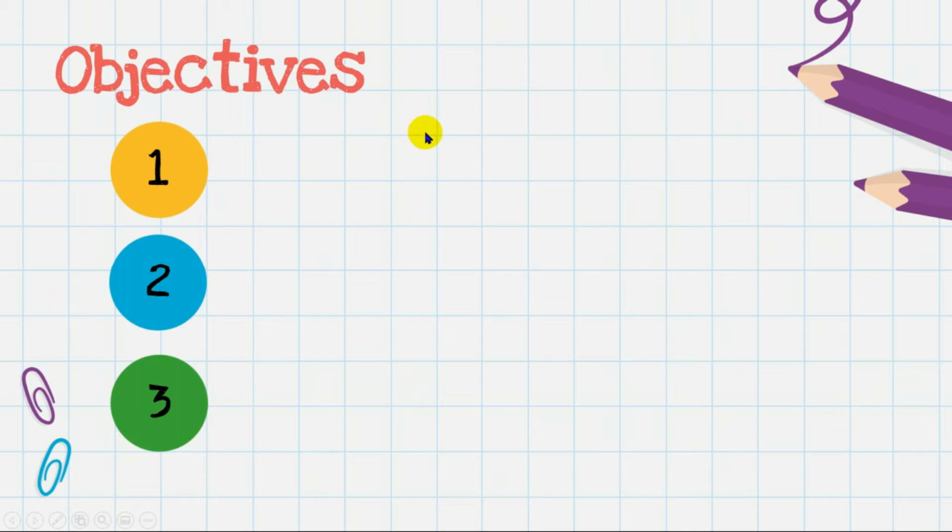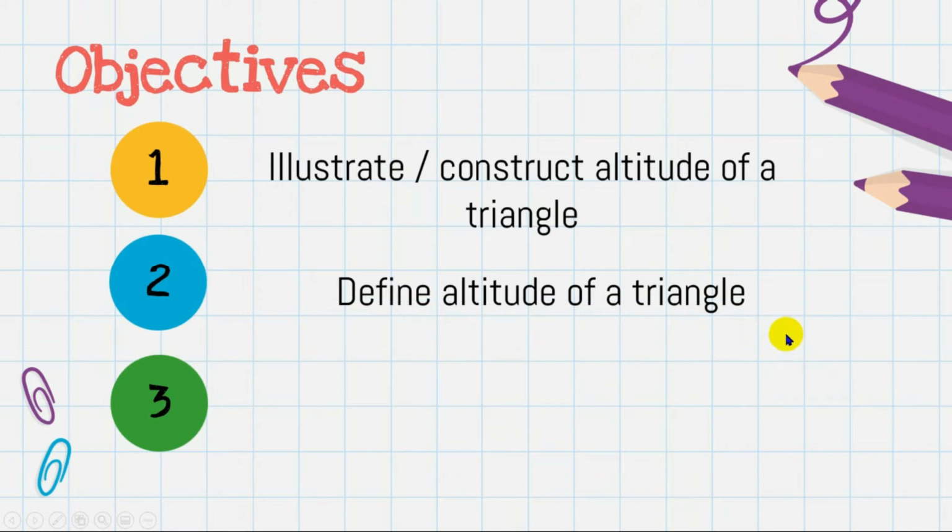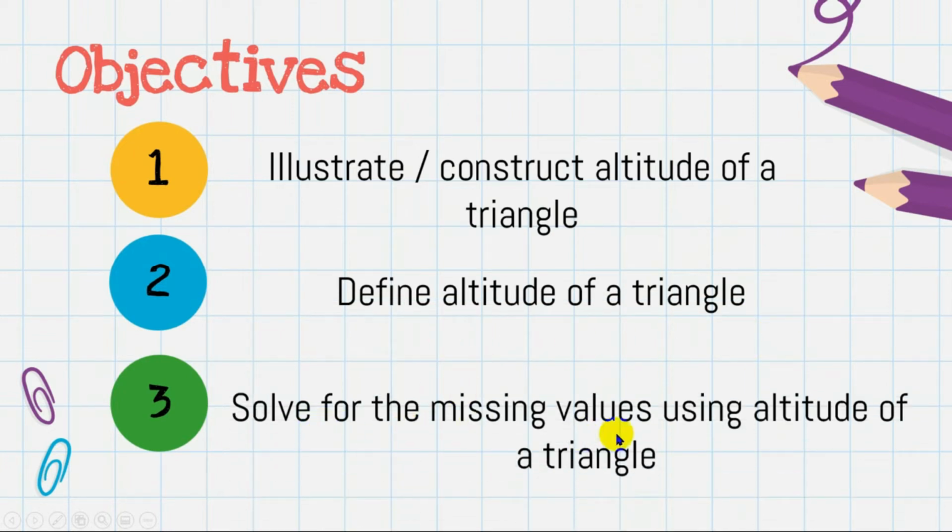In this lesson, we're going to have these objectives. First is illustrate or construct altitude of a triangle. Second is to define altitude of a triangle. And third is to solve the missing values using altitude of a triangle. So, are you now ready?